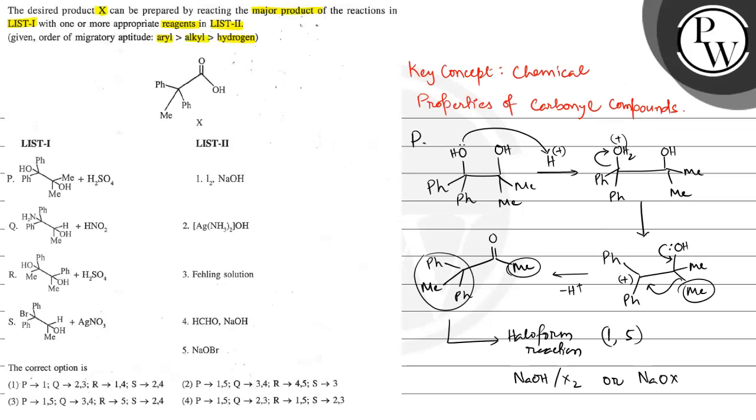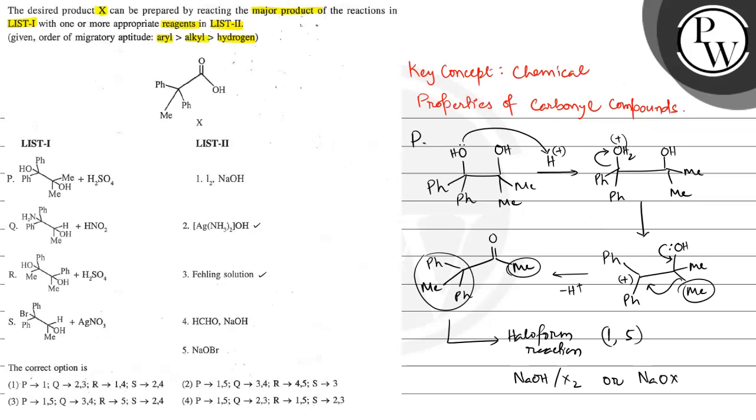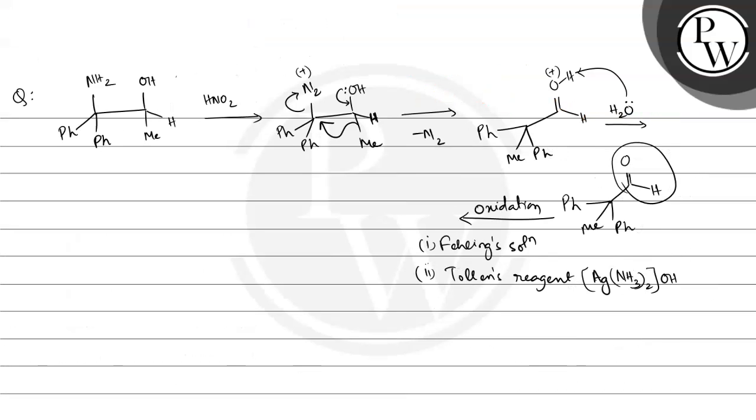Alright, so in list 2 Fehling solution is given and Tollens reagent is also given, which is Ag(NH3)2OH. Both are given in list 2, so we will register number 2 and number 3 for Q. So 2 and 3. Now let us talk about reaction R.